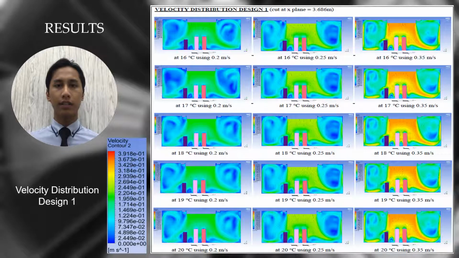In this study, the results of both numerical models are analysed under two forms of distribution, which are velocity and temperature. Under velocity, the results of the simulated numerical models are shown in the figure on the right side of the slide, cut at the x-plane. The figures show the effect of using different air velocities and temperatures in the operating room for design 1, with a range of values set within 0 to 0.4 meters per second. Hypothetically, the displacement of the air in the operating room gets higher when using high velocity.